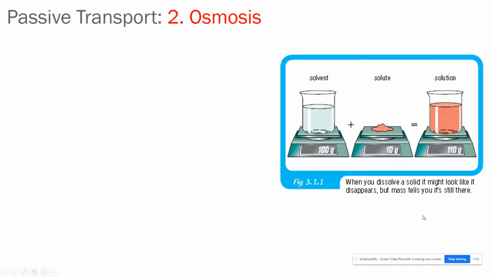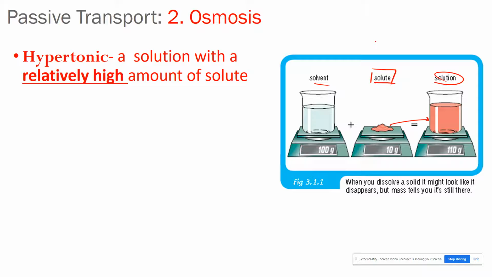Now we have to learn some important terms for osmosis. I'll remind you here, solute is the stuff that we dissolve in a solvent and make a solution with. The terms that I'm going to go over now have to do with how much solute you have in your solution. So we've got to write these down. These are very important. I'm going to use these when we're doing our egg lab. So hypertonic: a solution with a relatively high amount of solute.